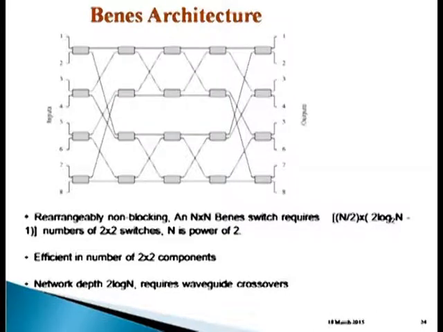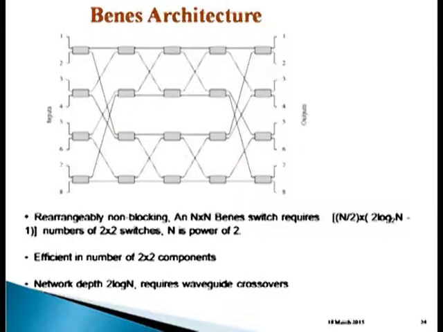So this is a rearrangeable non-blocking architecture. An n cross n Benes switch requires this many switches. It means the basic switch requirements in Benes architecture are very much less than in the crossbar architecture. It is efficient in the number of 2 cross 2 couplers. The network depth is 2 log n minus 1, and it requires waveguide crossovers. In this architecture, you can see the interconnecting wires cross each other, so we need to have the stacking again. This is the disadvantage of the Benes architecture.